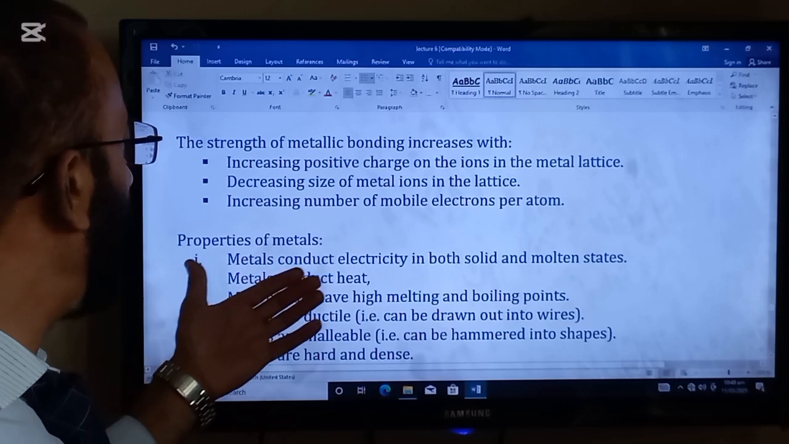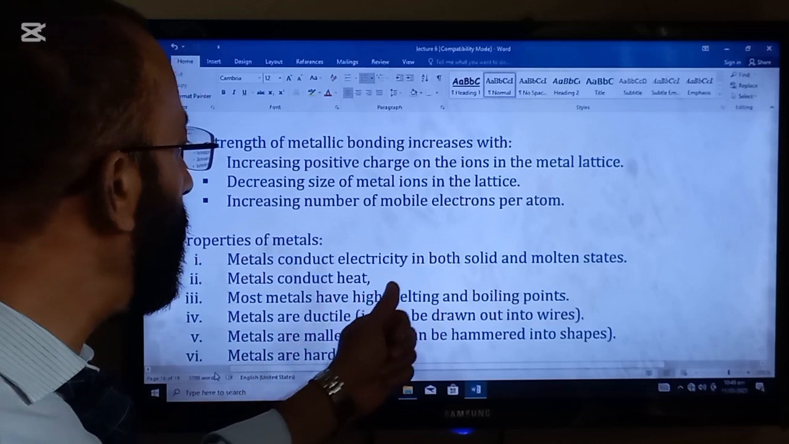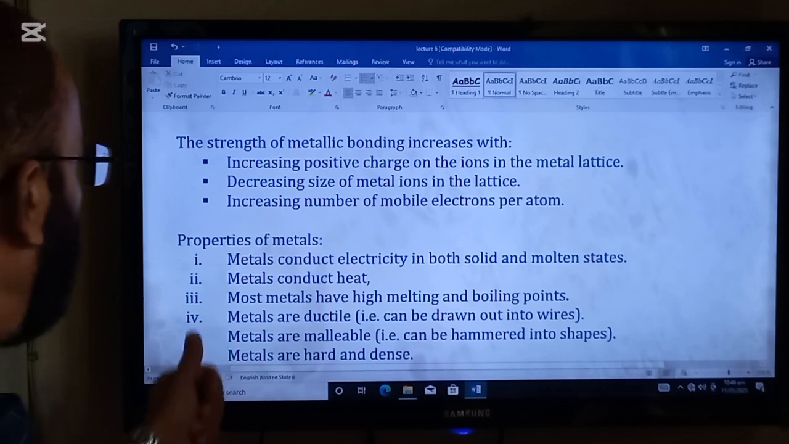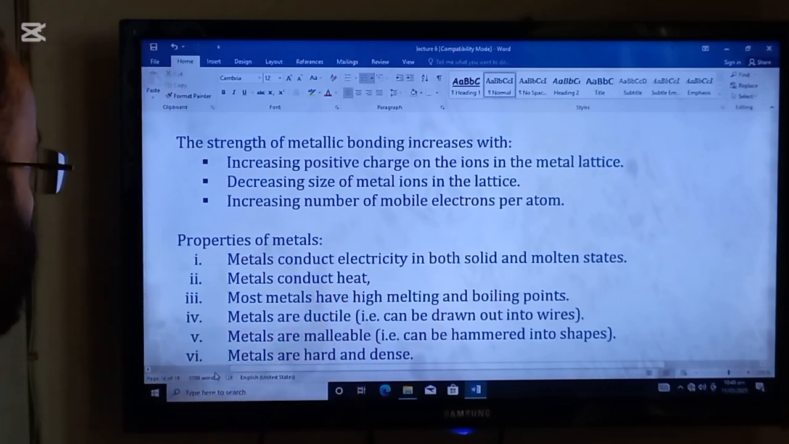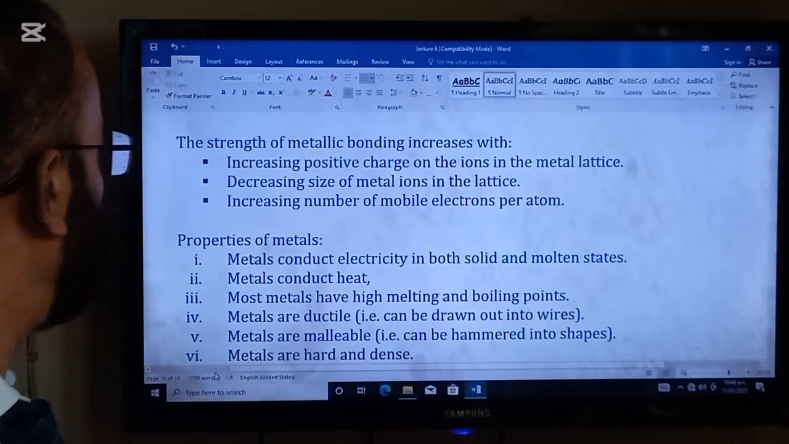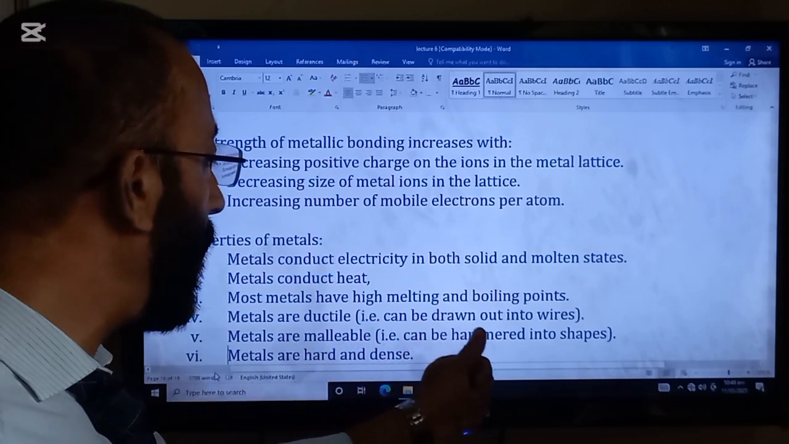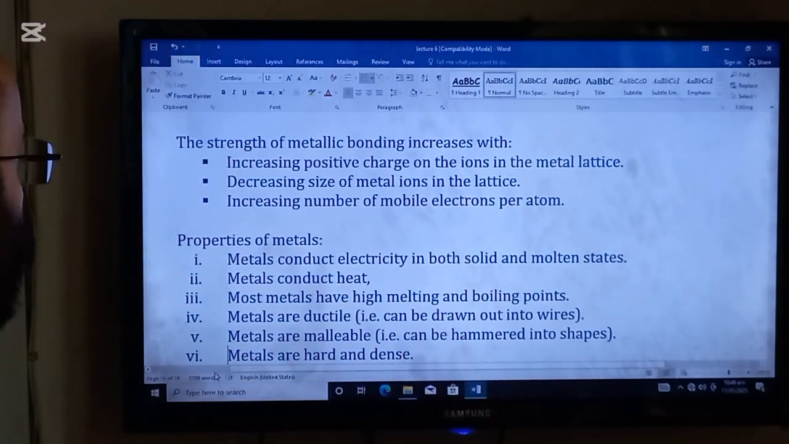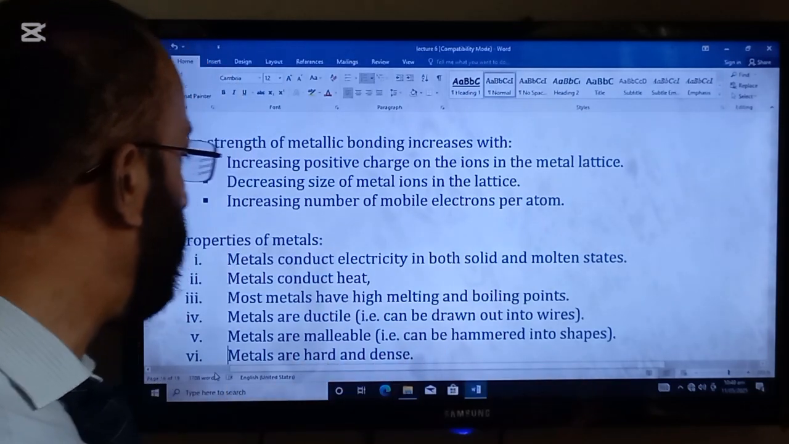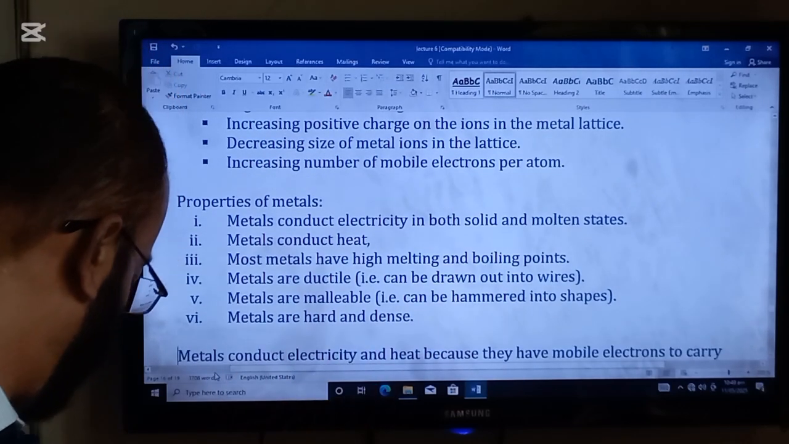Now we are going to read the properties of the metals. Metals conduct electricity in both solid and molten states. Metals conduct heat. Most metals have high melting and boiling points. Metals are ductile, that is, can be drawn out into wires. Metals are malleable, that is, can be hammered into shapes. Metals are hard and dense.